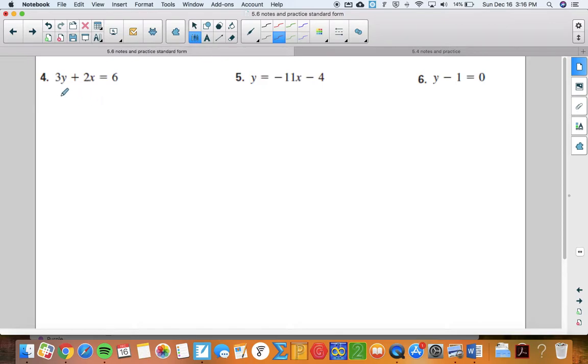Number 4 is kind of silly. It's actually in really good shape. Your x's and y's are on the left, but technically we want our x term, our independent variable, first. So I just rearranged, addition is commutative, so I can rearrange the order that I add things. Just did that.